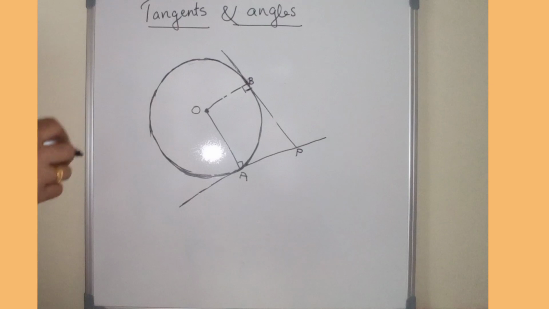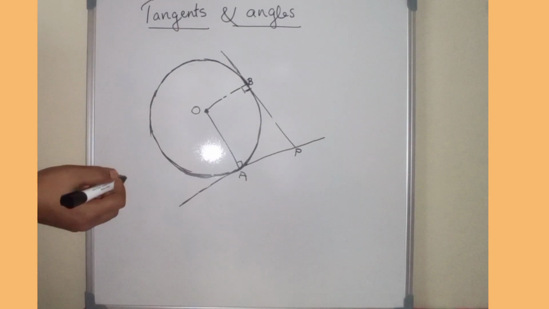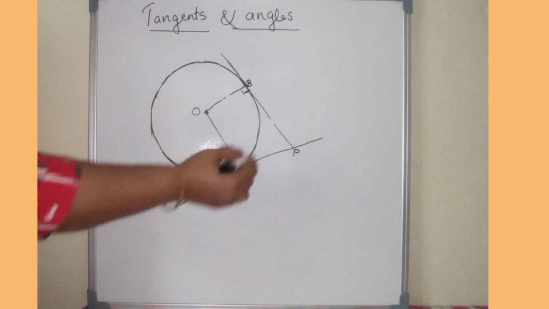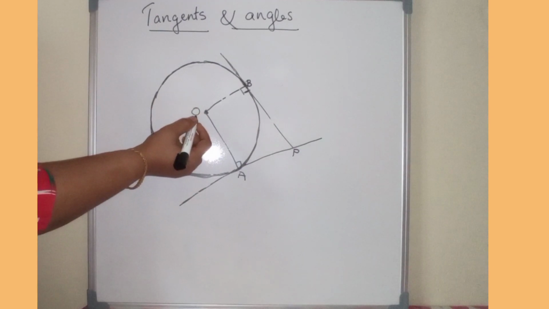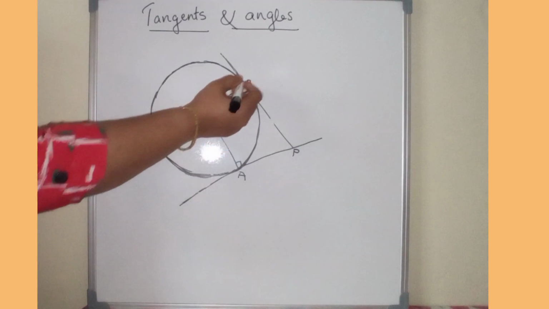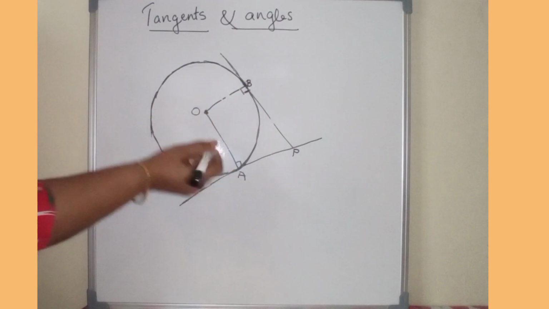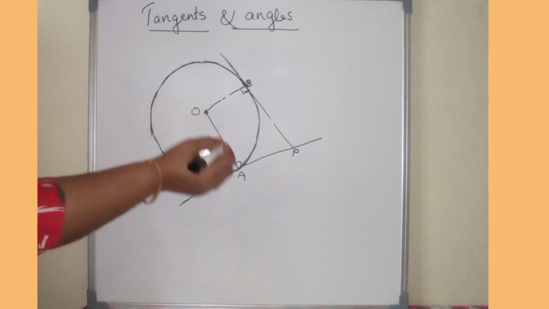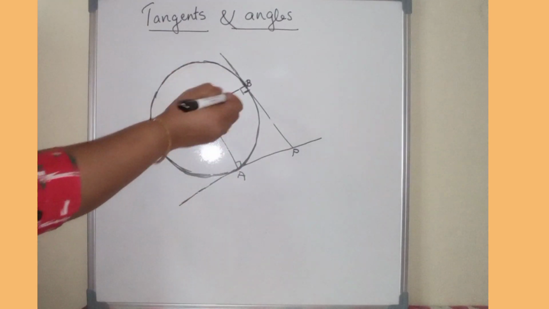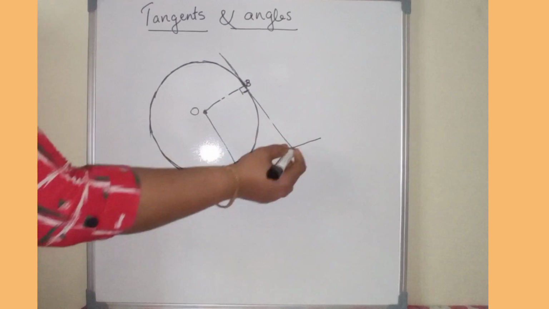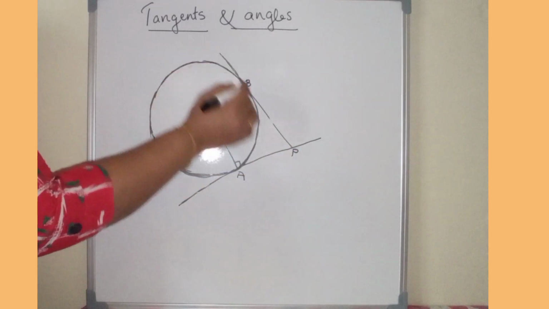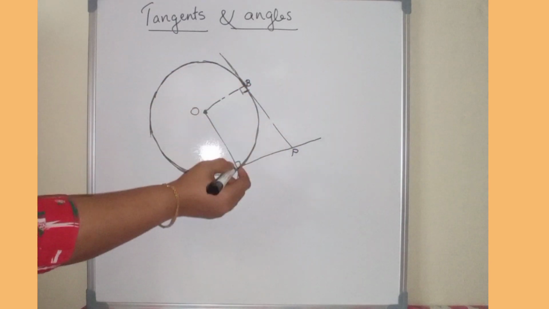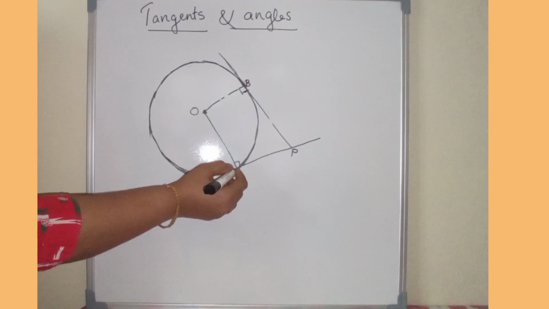Next section is Tangents and Angles. Here you can see a circle. O is the center of the circle. OB and OA are any two radii of this circle. And PB and PA are the tangents through the point B and A respectively.